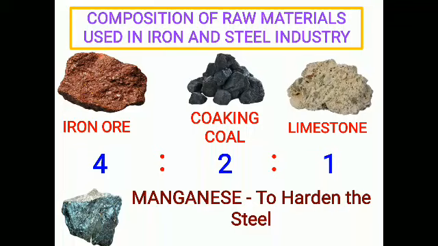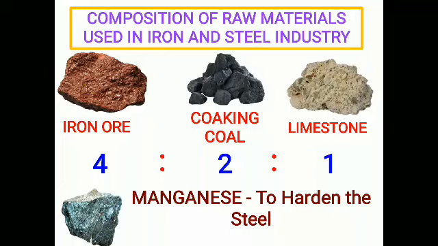In the composition of raw material used for manufacturing iron and steel products, there are four major raw materials: iron ore, coking coal, limestone and manganese. When iron ore is used at 4, we have to use coking coal at 2 and limestone at 1. So iron ore, coking coal and limestone are used in the proportion of 4:2:1.